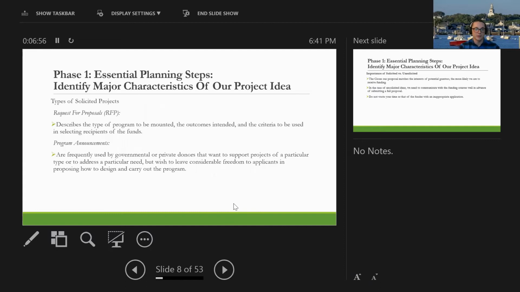So types of solicited projects, as I just said. You have the basic term, RFP, request for proposal, which describes the type of program to be mounted, the outcomes intended, and the criteria to be used in selecting the recipients of the fund, and then program announcements. That's more your federal. A lot of times you'll see what's called an FOA, a funding opportunity announcement. Again, they're interchangeable, RFP, FOA. A lot of times it just denotes what sector it's coming from, private, federal, state, that sort of thing.